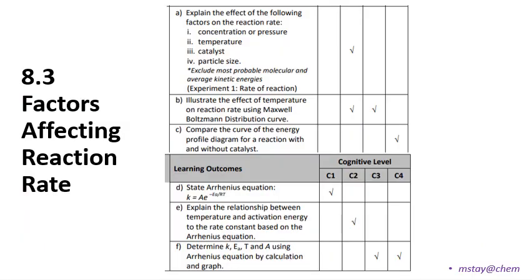In this subtopic, we have 6 learning objectives. However, learning objective A is actually recalled from the SPM content. So B and C are explanation, while learning objectives D, E, and F are more about calculation.